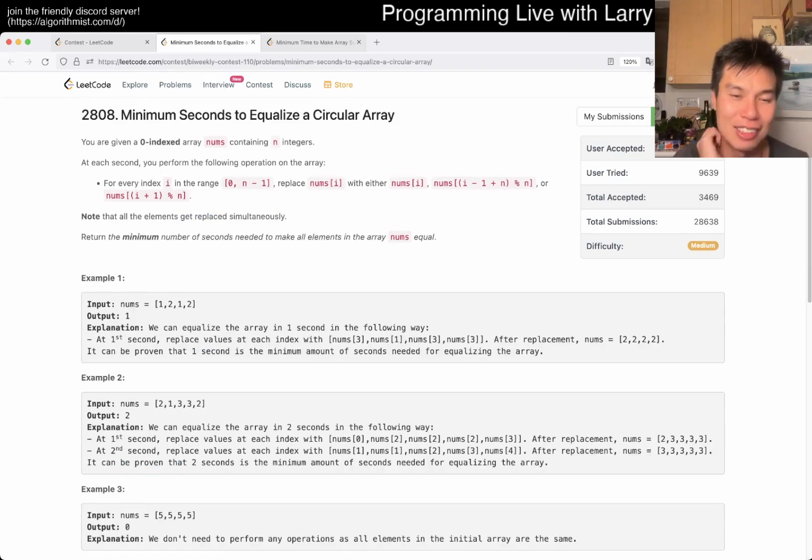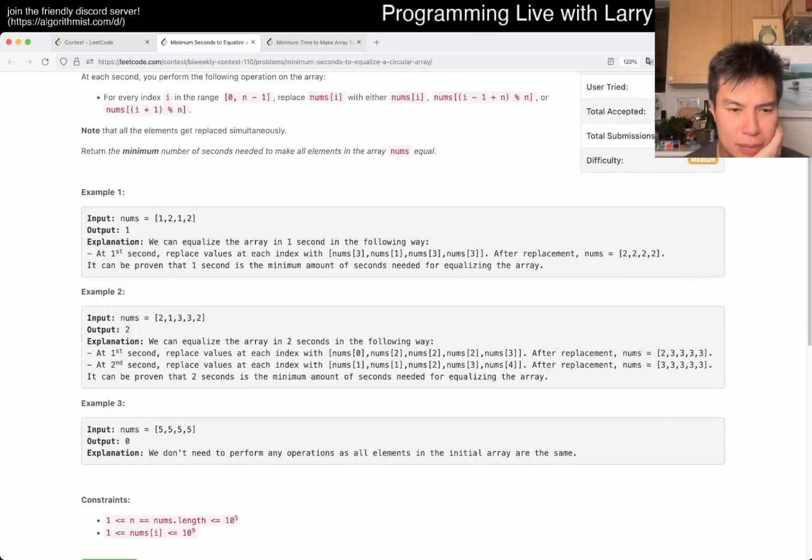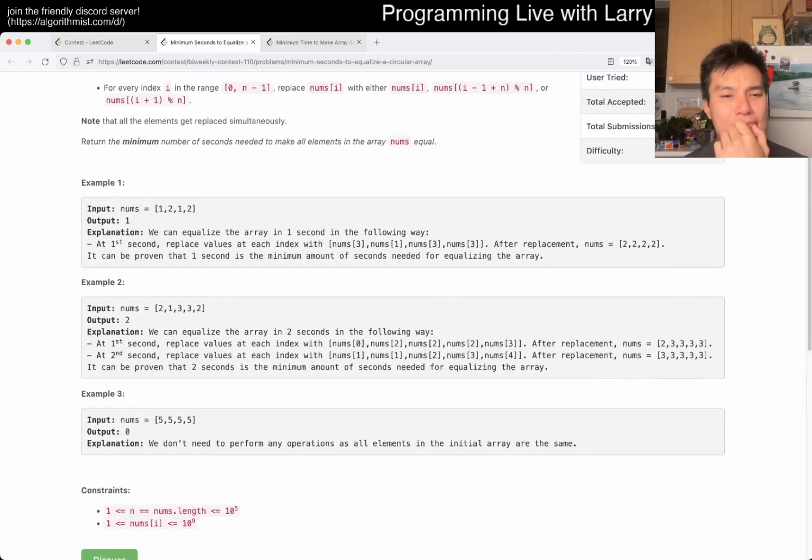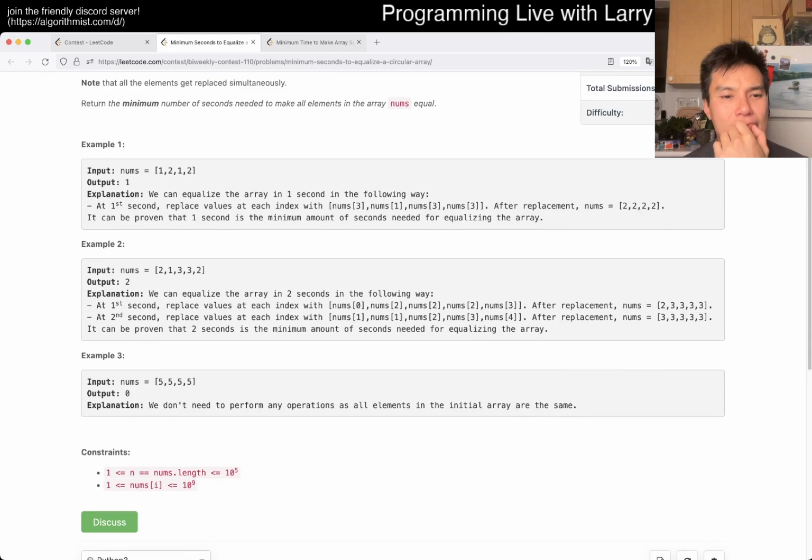All right, let's go. Minimum seconds to equalize a circular array. What does that mean? Each second, for every index, replace nums[i] with either nums[i], the previous number, or the next number. So 1 second and then 2 seconds. Okay.